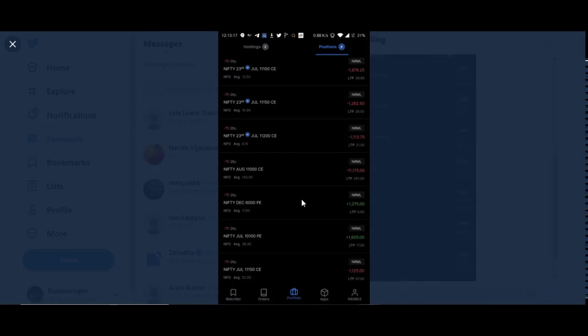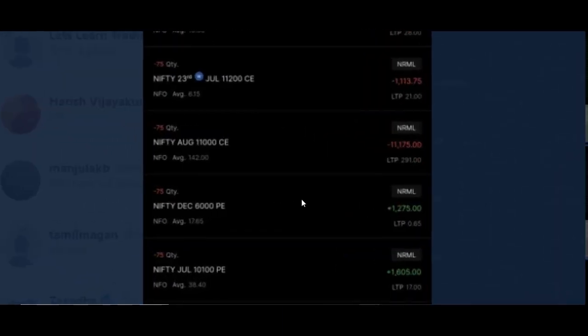So today we are going to have a look at how to do an adjustment for the naked call options. Okay, so one of my friends has shorted 11,000 call options of August month expiry at the price of 142 rupees. Since the market has started moving higher, right now Nifty is in bullish mode. This 11,000 call option has increased to 291 rupees.